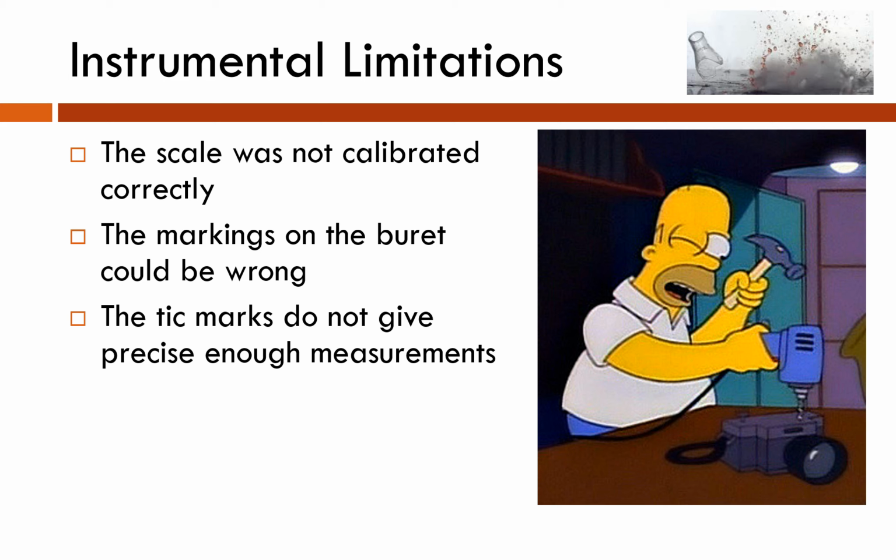It is highly unlikely that the markings on the burette are wrong. And finally, that last one, the tick marks do not give precise enough measurements. That's not going to affect your percent error at all. That would maybe affect the number of significant figures you have in your percent error. These are invalid sources of error as well. We're going to make the assumption that the instruments that we're working with are calibrated correctly and are working correctly, and if you've got some reason to think that that is not the case, bring it to me, we'll take a look at it, we'll get you a new one or get it fixed or calibrated.